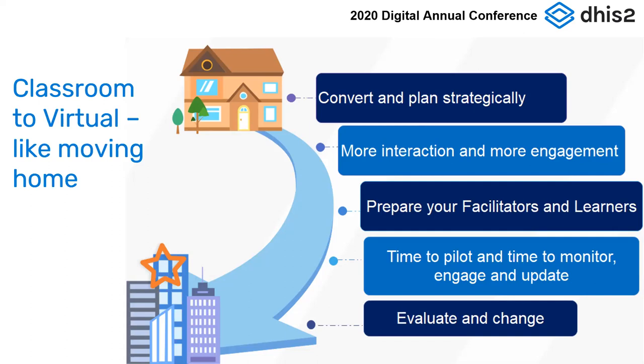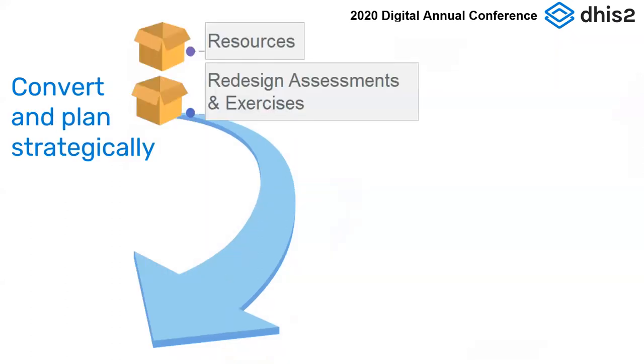So the first step is to convert and plan strategically. This is just like moving home. You need a plan. Moving home, as you know, involves deciding which boxes to keep, which to discard, which boxes to unpack first, how and where the content should be unpacked, and of course there'll be some items that are missing in your new home that you'll need to purchase.